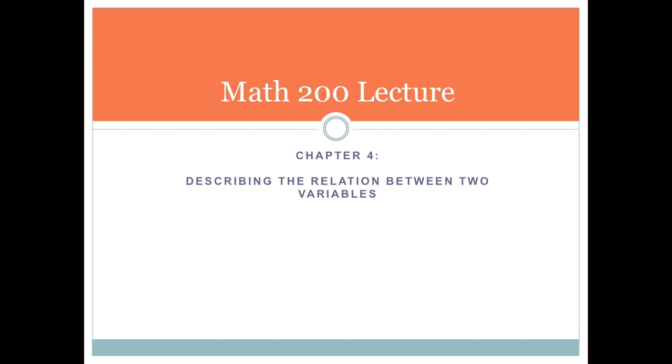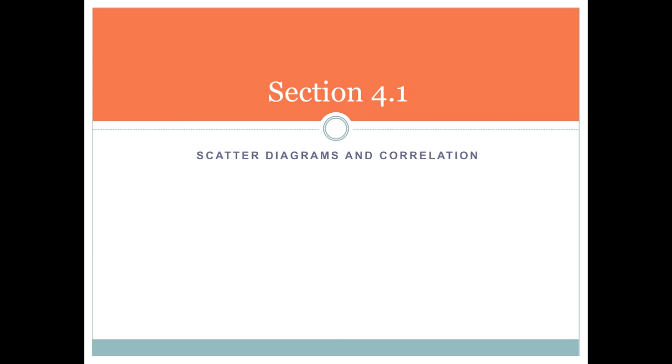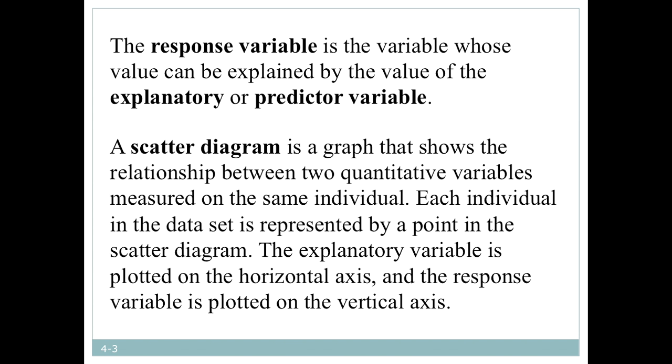Hey guys, so today we're going to be talking about Chapter 4 for your Math 200 class. Chapter 4 is all about describing the relation between two variables. So we're going to start with section 4.1, which talks about scatter diagrams and correlation. So first thing we're going to do is go through a couple of definitions.